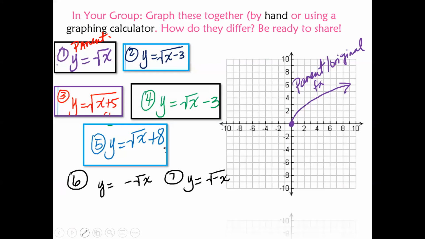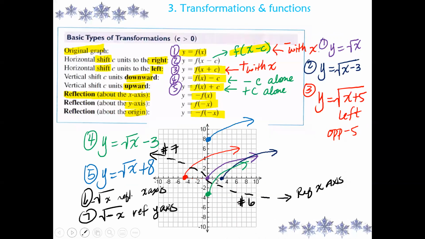All right, so now what I want you guys to do is pause this video and go ahead and do 1, 2, 3, 4, 5, and 6. Your parent function is going to be square root of x. So take a look at this and then graph all of these. All right, let's go ahead and take a look at the answer.